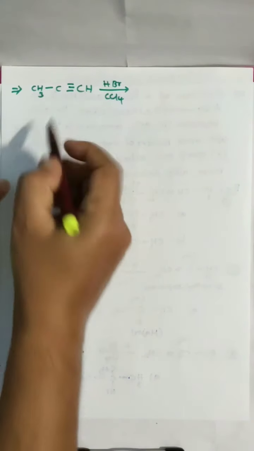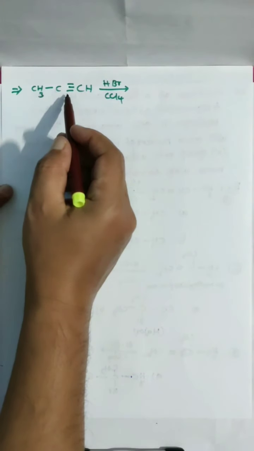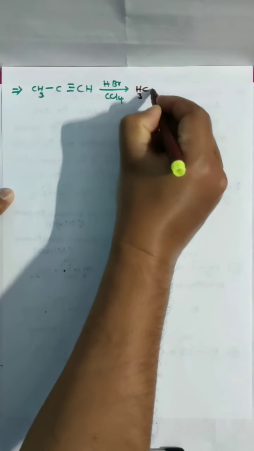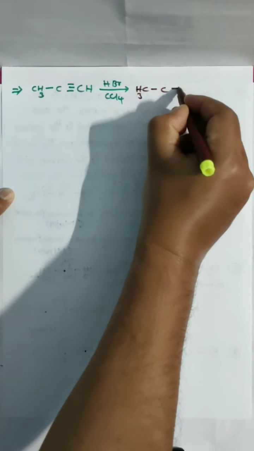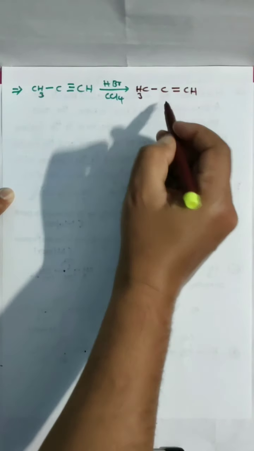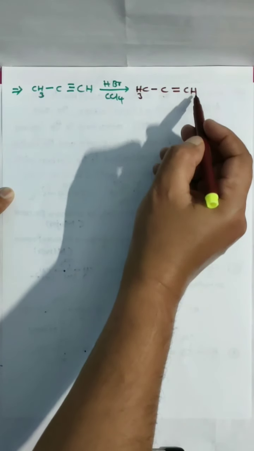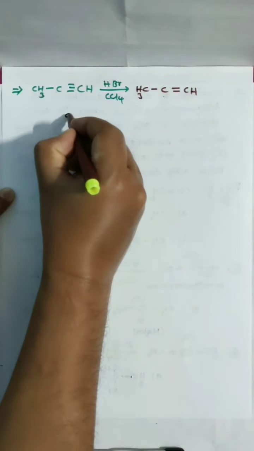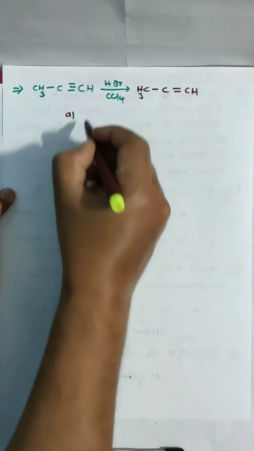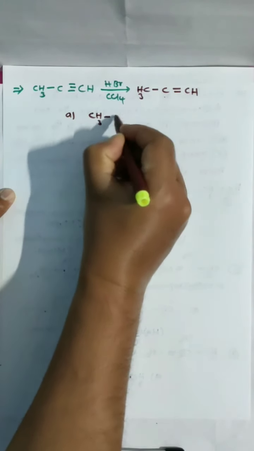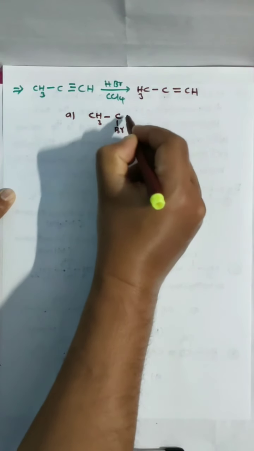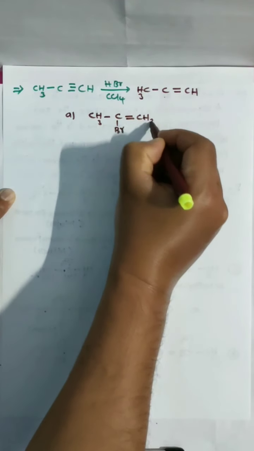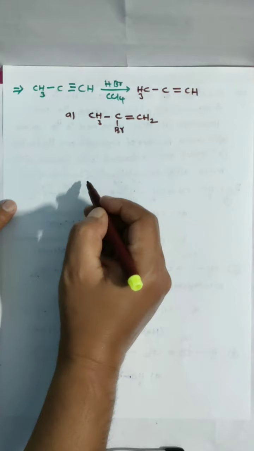Very simple. First you have to break one pi bond. Then you are getting CH3 bond C double bond CH. Now here one vacancy and here one vacancy is there. So H can attach here or here. So two products you are getting. Product number 1: CH3 bond C, this is Br, double bond CH2. Am I right? This is one product you are getting.